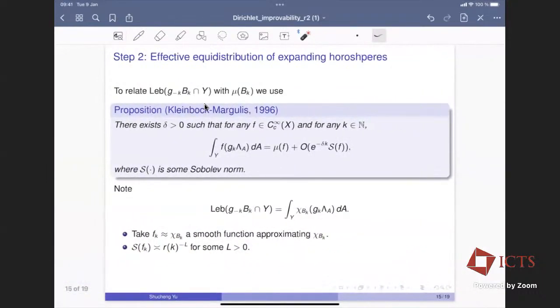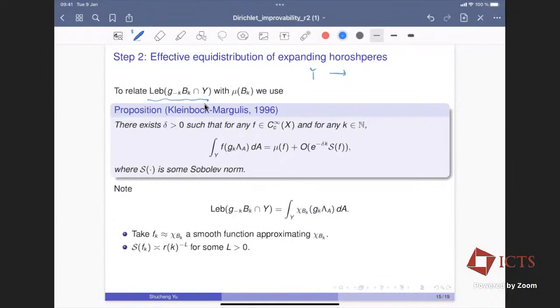And then for the second step, we have to relate the Lebesgue measure of this intersection with our Haar measure, because this is really the object that we care about. It's not the Haar measure that we care about, it's the Lebesgue measure we care about. And so what is this Lebesgue measure?